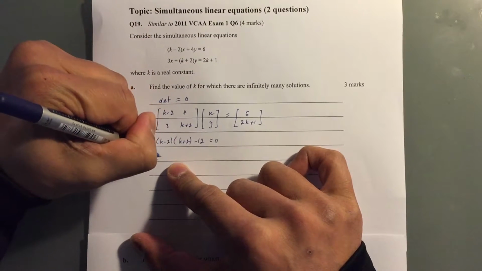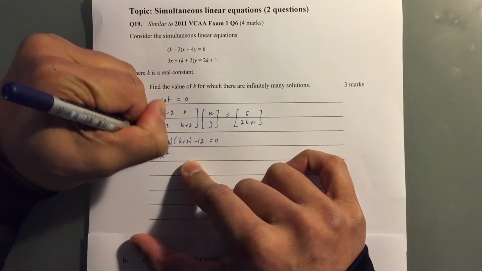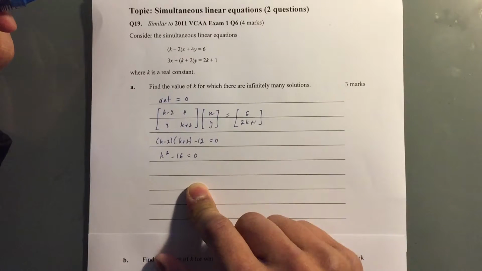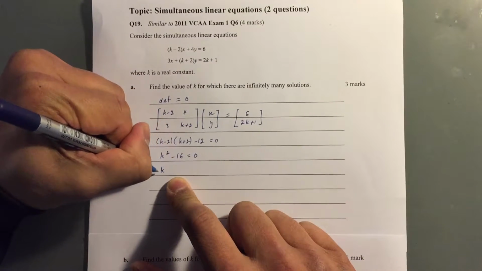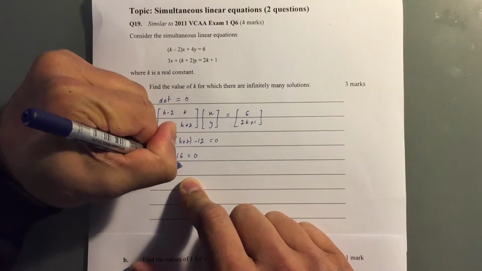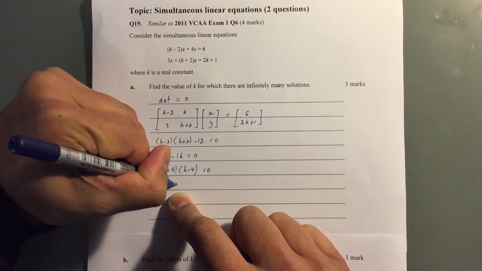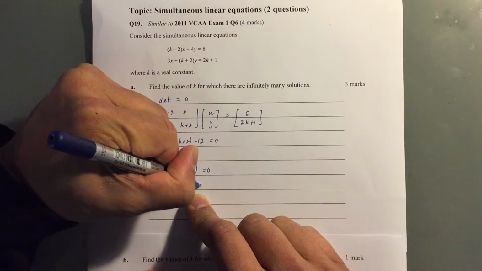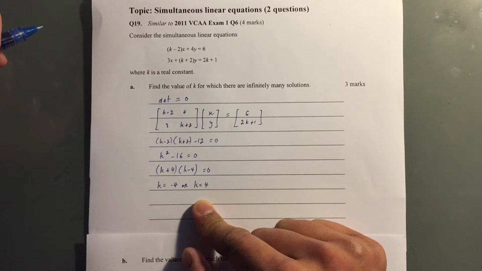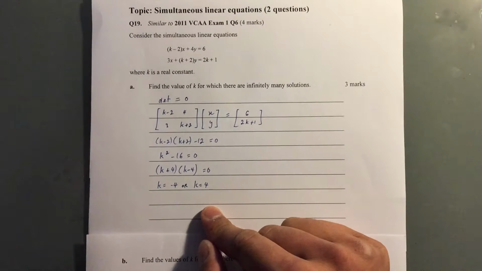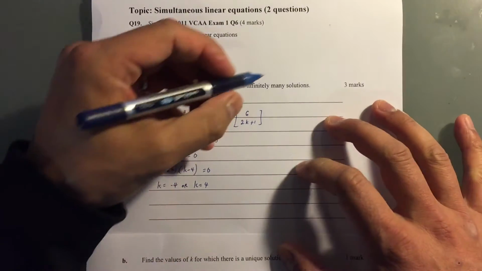So I've got a difference of squares here. So I've got k squared, take 4, take 12. So k squared take 16 equals 0. So I've got (k plus 4)(k take 4) equals 0. So k is negative 4, or k is 4. Now, one of these will give me infinite solutions, one of these will give me no solution. So I do need to test them out.